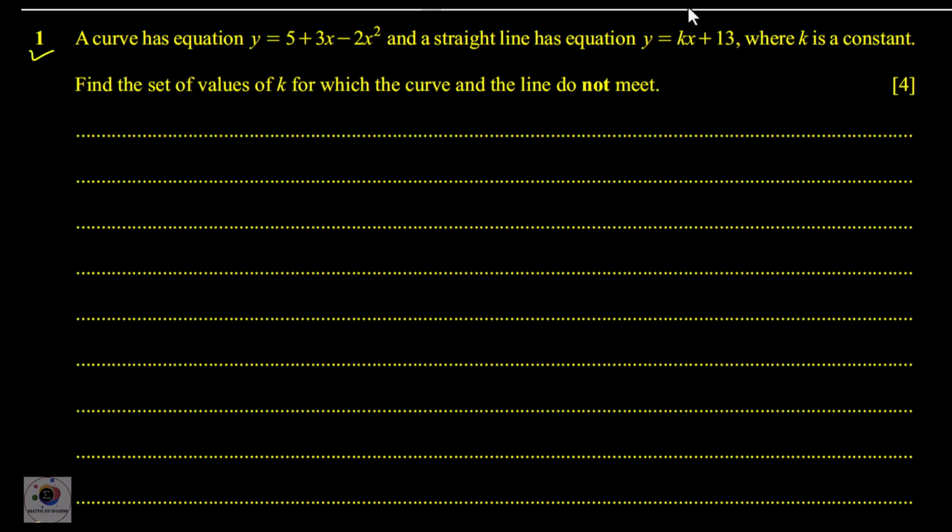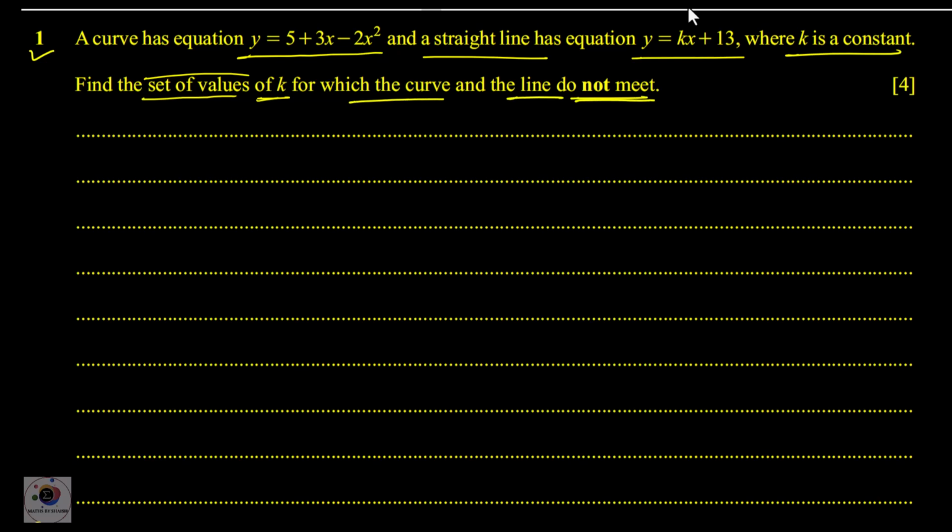A curve has equation y equals 5 plus 3x minus 2x squared, and a straight line has equation y equals kx plus 13, where k is a constant. Find the set of values of k, so there would be more than one value of k, or maybe the inequality for k, for which the curve and the line do not meet.